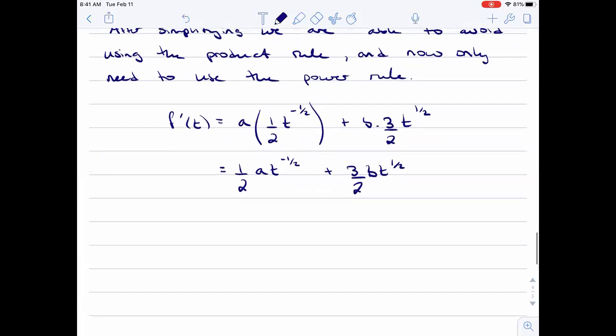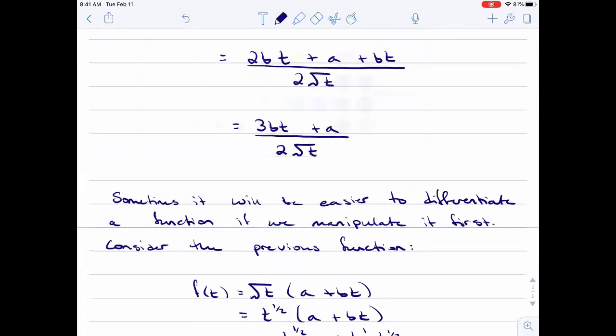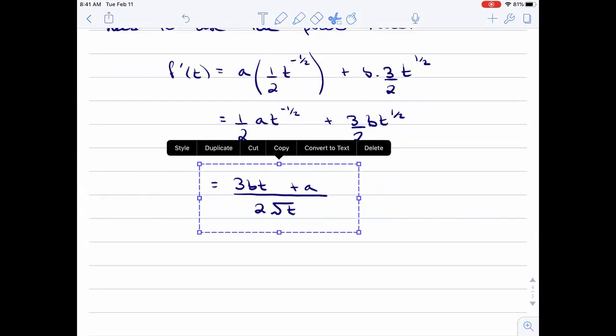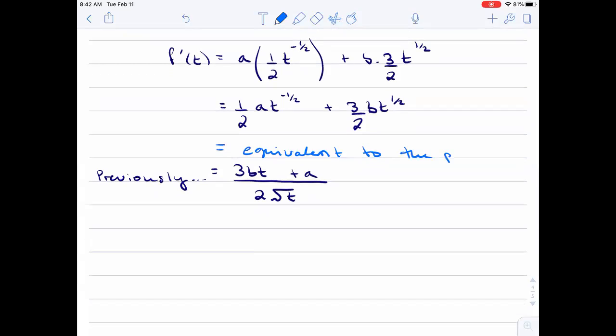Even though it doesn't really necessarily look like it right now, previously on Calc 1, we can rearrange things and we can convince ourselves that these two are the same, equivalent to the previous derivative.